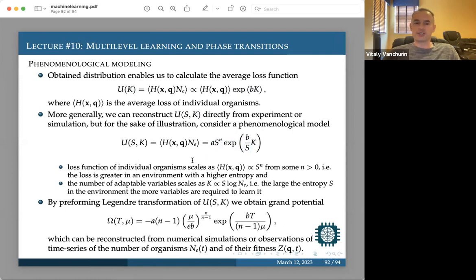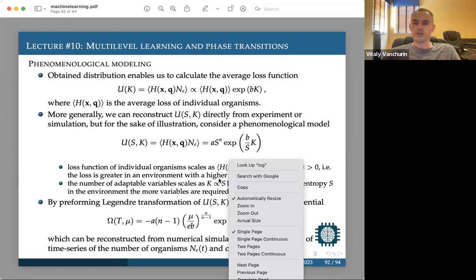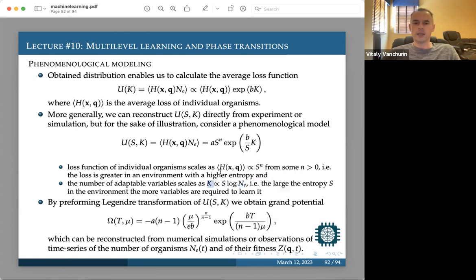What it says is let's add two things to our U. Let's first assume that it has some power law dependence on entropy. That makes sense because we don't know what n is, so it doesn't have to be 1. It can be any positive power, meaning the larger the entropy of the environment, the more complex the environment is, the harder it is for organisms to learn how to survive in it. And so presumably the loss function has to be larger. The other term says that the number of adaptable variables will also grow linearly with entropy. Again, you need more variables to learn how to behave in the environment. And then we propose the logarithmic dependence on NE. This logarithm comes from the discussion we had before, that NE has to be an exponent of K. And then if you plug it all back together, that would be the form of the average loss.